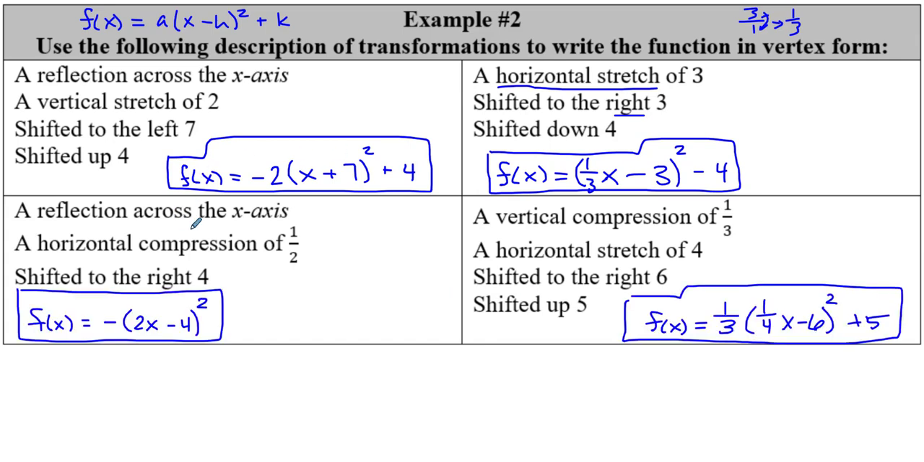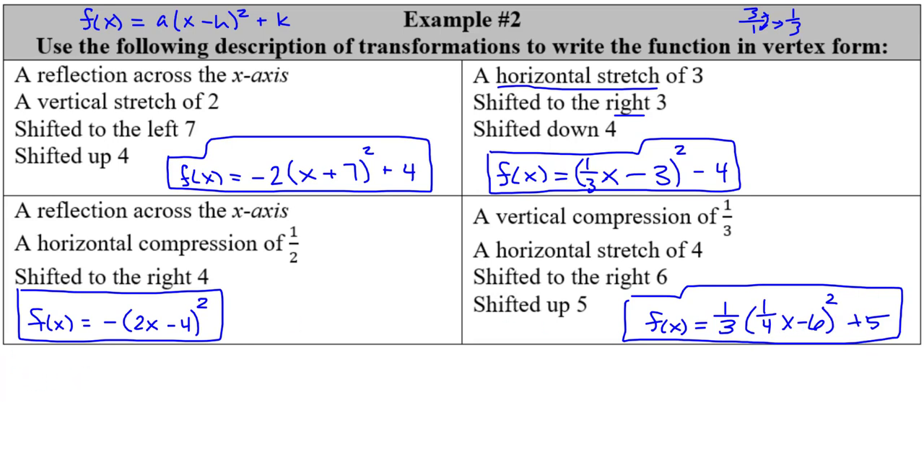All right, welcome back. So this first one here, I got negative and then parentheses 2x minus 4 squared. We got that reflection. Reciprocal of 1/2 is 2 because we're talking about horizontal. And then we shifted to the right 4 units, so I had to put the negative 4 there. Here we got a vertical compression of 1/3, horizontal stretch of 4, so we do that reciprocal. Right 6 units, so I put that minus 6 and then shifted up 5 units for plus 5.